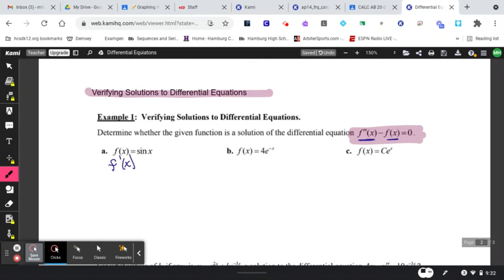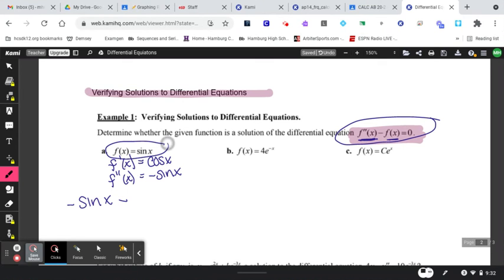So first we're going to find f prime. The derivative of sine is cosine. And then f double prime, the derivative of cosine is negative sine. And then I'm literally just going to plug it in this formula. I'm going to take f double prime, so I have negative sine of x, minus my f of x, and say, do I get 0? Negative sine minus sine is not 0. They did not cancel each other out, so I would say this is not a solution.